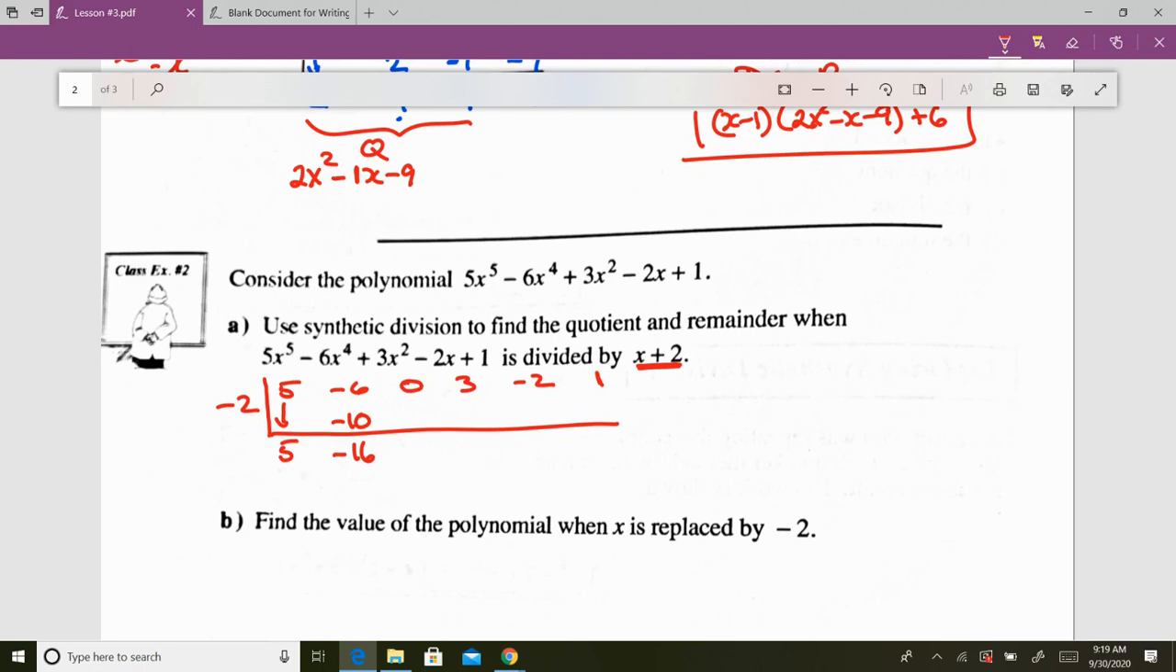Negative 2 times negative 16 is 32. Add again. Multiply again. Negative 64. Negative 61. Gives me 122. You multiply by negative 2. Add again, you get 120. You get negative 240 when you multiply by negative 2. And then you get negative 239. That is my remainder.